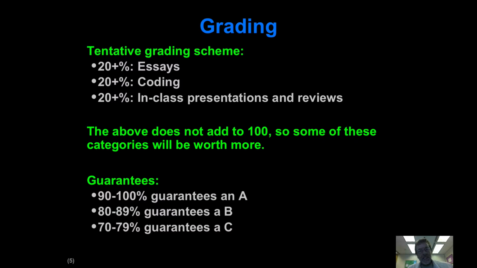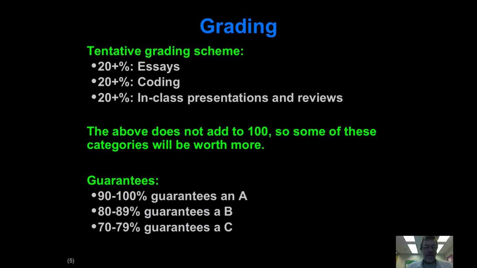The grading, there's basically three kinds of things happening in this class. There are going to be some technical essays, there's going to be a whole lot of coding, and there's going to be a whole lot of in-class work. And I'm saying that basically all of these are going to be worth a minimum of 20%, but since there's only three categories, some of them are going to be worth a lot more. I'm not sure exactly which will be worth more because I'm not sure exactly how much of each of those things you're going to end up doing. But all three of those things are going to be very important.